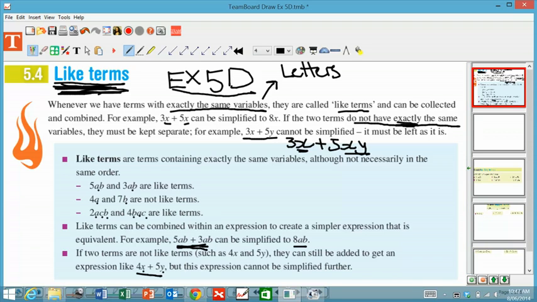If they don't have exactly the same letters, so maybe if we've got 2abc minus ab, we can't subtract that because this has got an A, B and C, this has only got an A, B. There is no C there. So we can't do anything with that. They are not like terms. They are not the same. We can't add or subtract or simplify them in any shape, way or form. And it's really important you understand that.